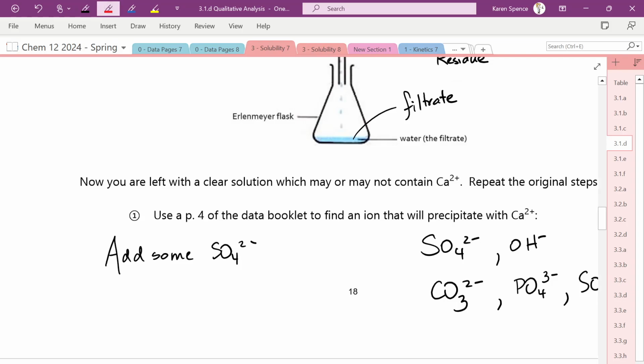Alkali ions, and in particular, my very favorite is Na+. So we're not going to add sulfate. We're going to add Na2SO4.